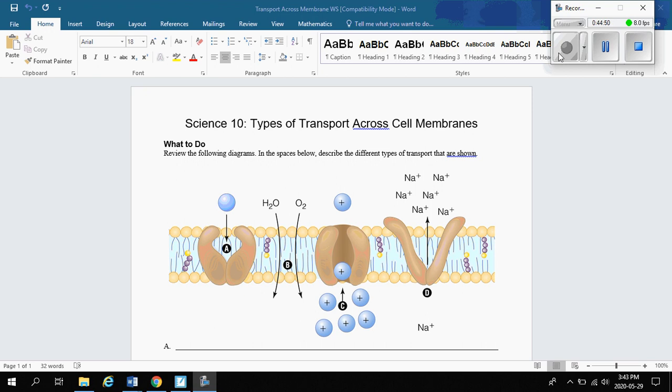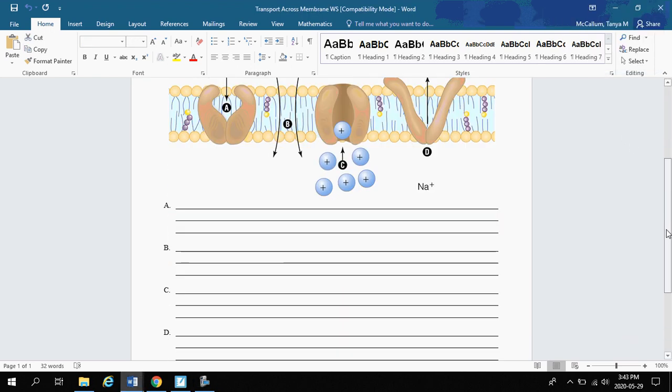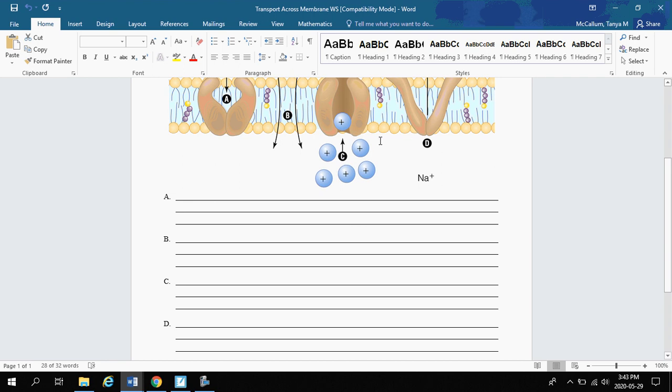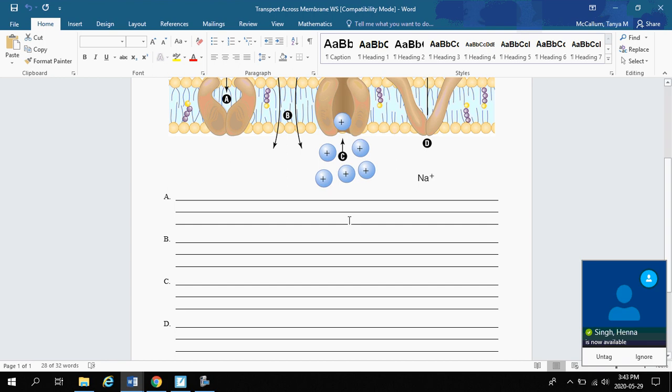There are actually two worksheets that are going to be up. There's one called Transport Across Membrane, so it looks like this. What you're doing is just looking at this diagram, A, B, C, and D. Tell me about what that type of transport is, and not just the word, give me a little bit of a description of how that happens.